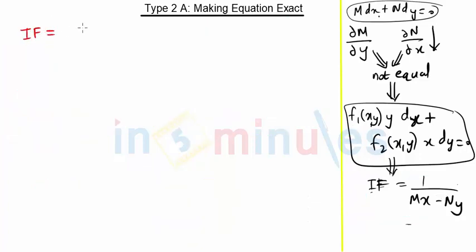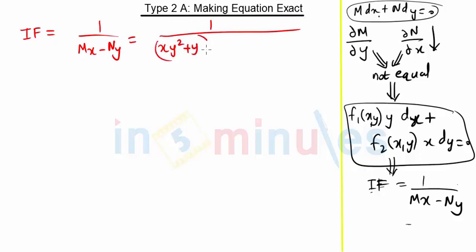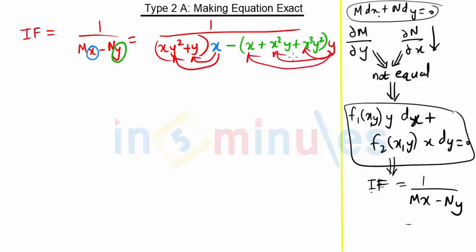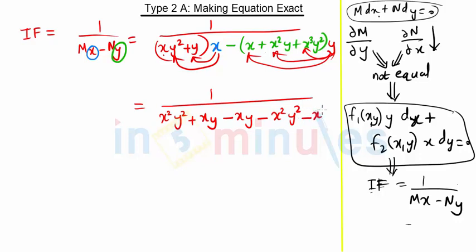So the integrating factor is 1 upon (Mx minus Ny). What is M? M in our case is xy square plus y, multiplied by this x, then minus N. What is N? N in our case is x plus x square y plus x cube y square, multiplied by this y. So if I take this x inside the bracket and this y inside the bracket, we will get 1 upon, x and x will multiply, we get x square y square plus xy. And if I take this y inside and this minus sign also inside, we will get minus xy minus x square y square minus x cube y cube.